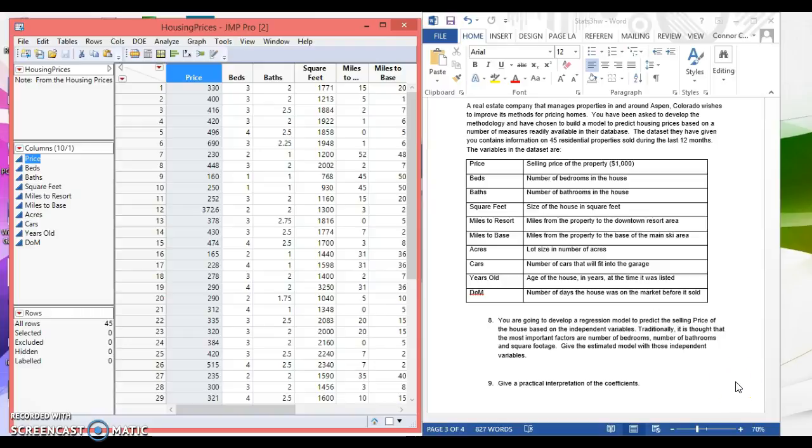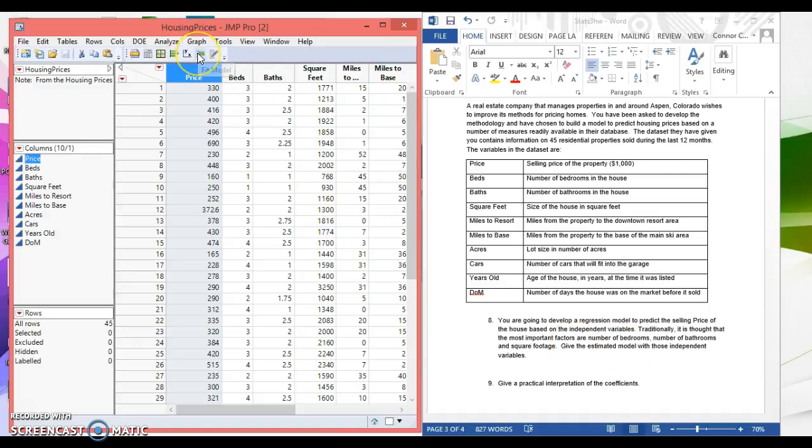Alright, so here's the second part to homework 3, and this will be problems 8 through 13. Okay, so I already have housing prices pulled up. Number 8 says develop a regression model to predict the selling price based on the most important factors: number of bedrooms, number of bathrooms, and square footage.